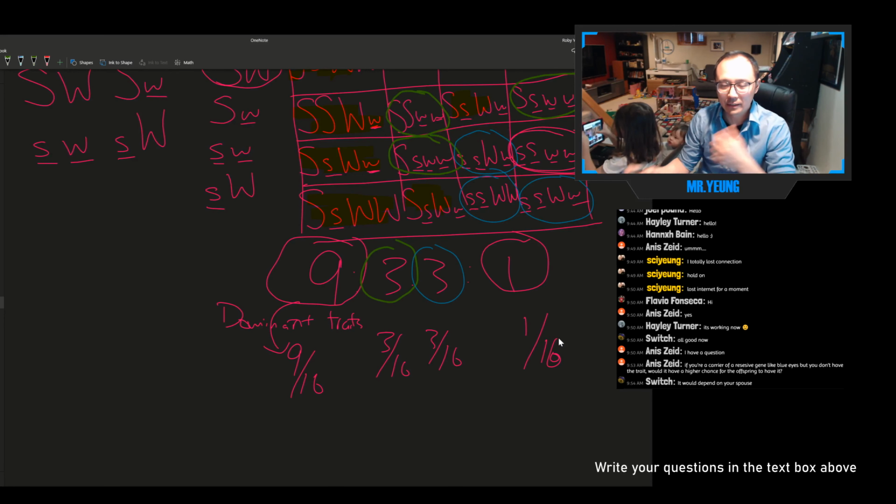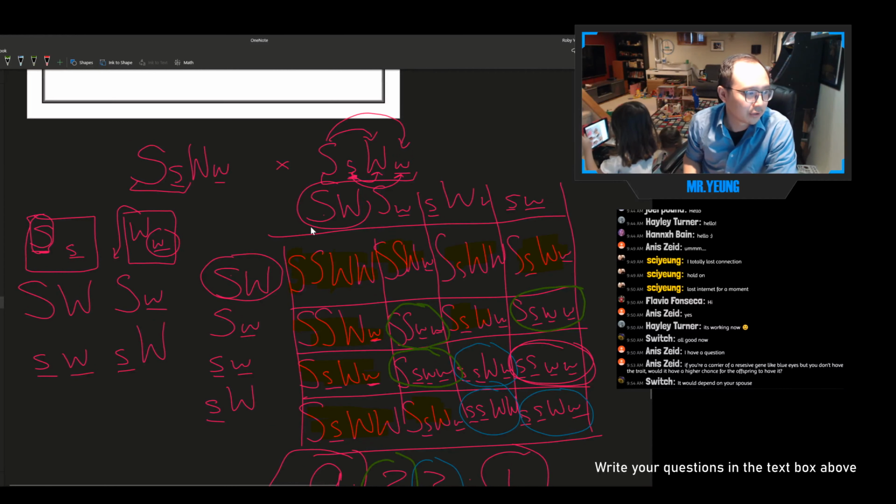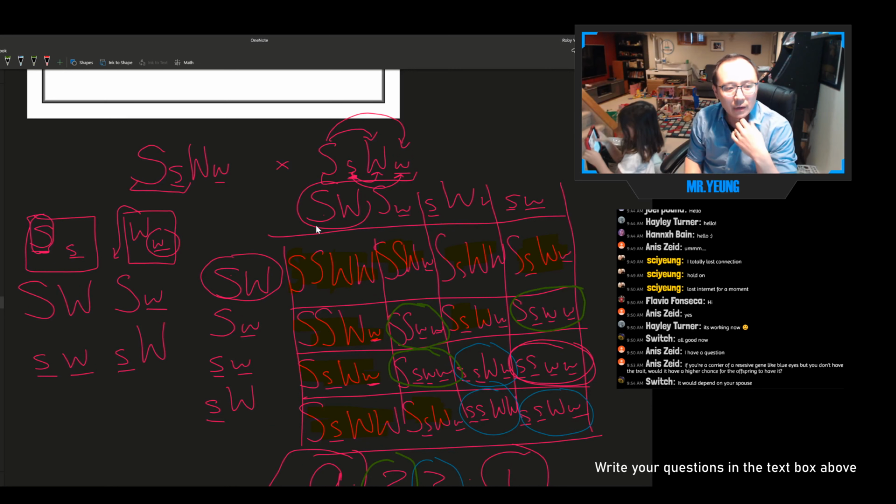The biggest Punnett square you'll see is when you have 2 heterozygous dihybrid crosses crossing each other. So really, that's all I wanted to talk about today. If you have any questions right now, just let me know in your chat box.